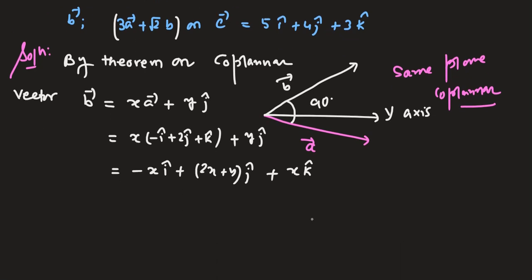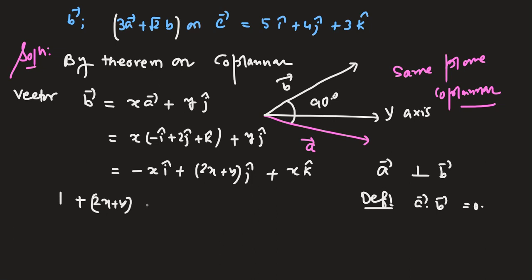Again, here the angle is 90 degrees, that means vector a is perpendicular to vector b. So by the definition of dot product, we can say that a dot b is equal to 0. Vector b we already know, and vector a is minus i plus 2j plus k. So take their dot product: minus 1 into minus 1, plus 1 into (2x plus y), and into 2, plus x into 1, which is equal to 0, because a vector is perpendicular to b vector.